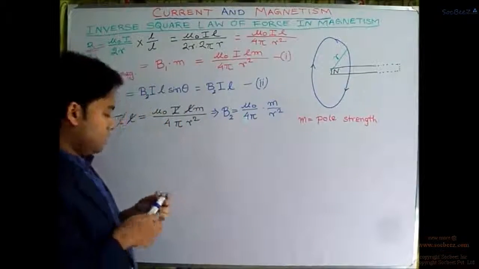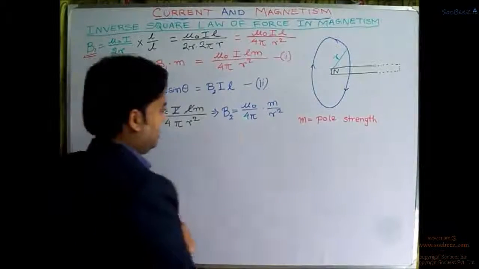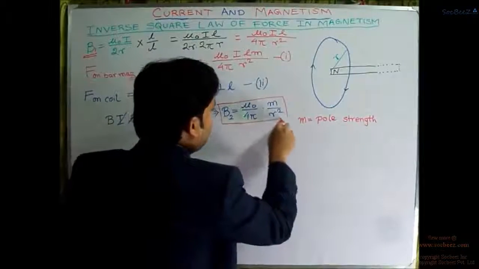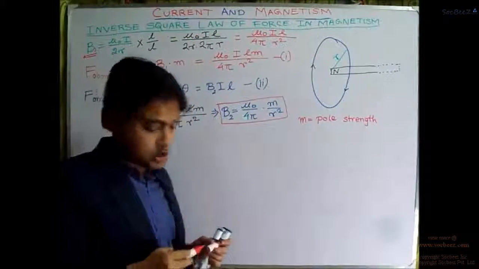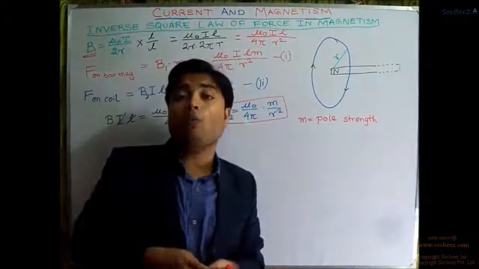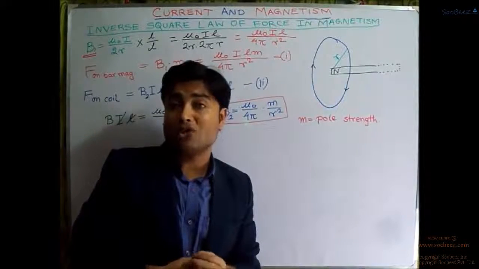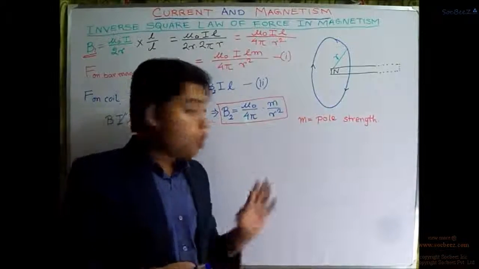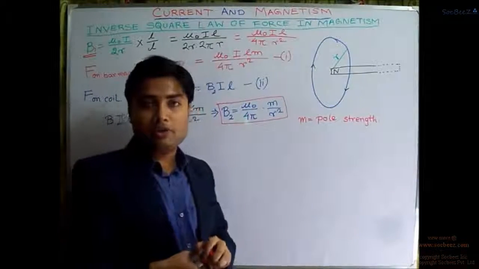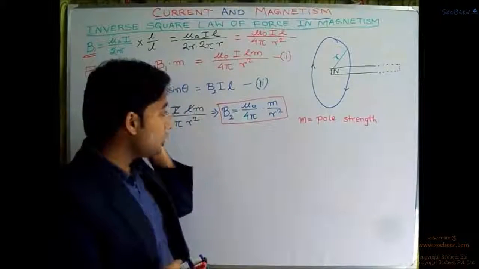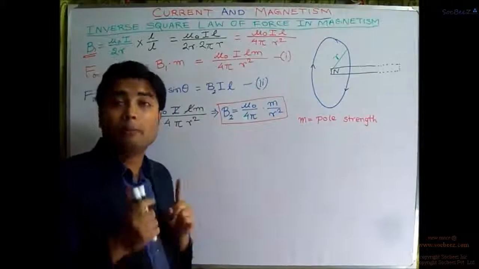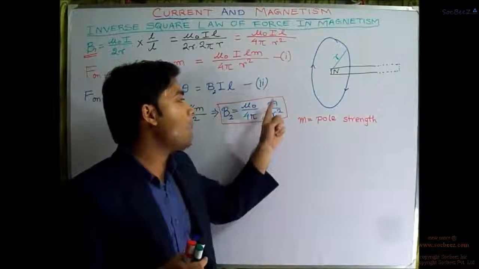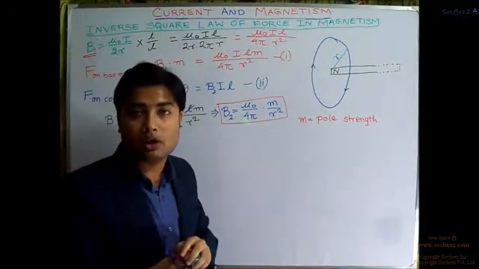Now over here we could understand one thing, that if from now on we are asked to find out what will be the force exerted by this bar magnet over a distance of r meter, simply the equation of that B will be equal to mu naught divided by 4 pi multiplied by m divided by r square.